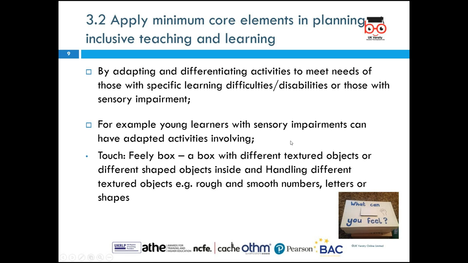And then you've got students that have sensory impairments. How are you going to adapt? So you've got a feely box where you've got different textured objects inside it. They might want to look at rough and smooth numbers and letters and shapes. So by introducing the numbers or the letters, you're actually doing English and maths within that at the same time.